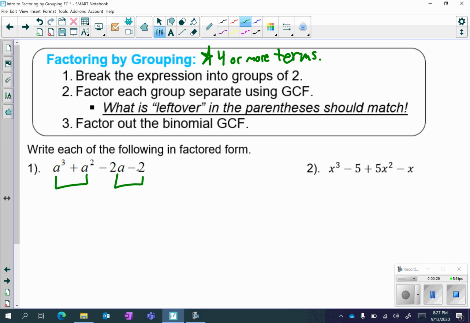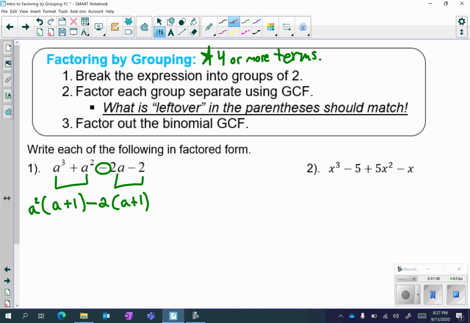From there, you're going to factor out the GCF of each group. So my GCF is a squared, and I'm going to be left with a plus 1. Now, my GCF of the second one is 2, but what you're always going to do with factoring by grouping is factor out the sign of the first term there for our group. So we're going to factor out a negative 2. If that was a plus 2a, you would factor out a plus 2. Always keep the same sign. And now you're going to have a plus 1.